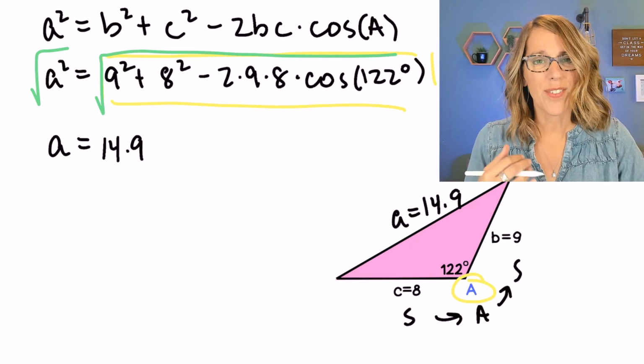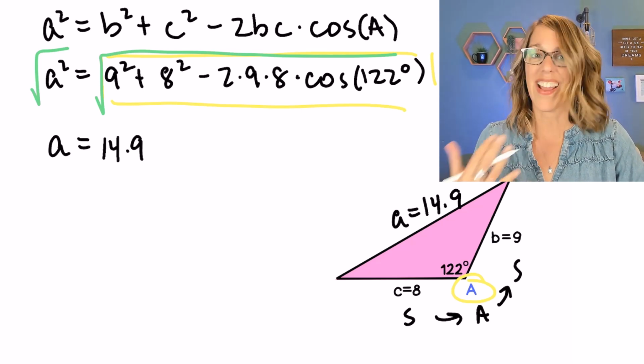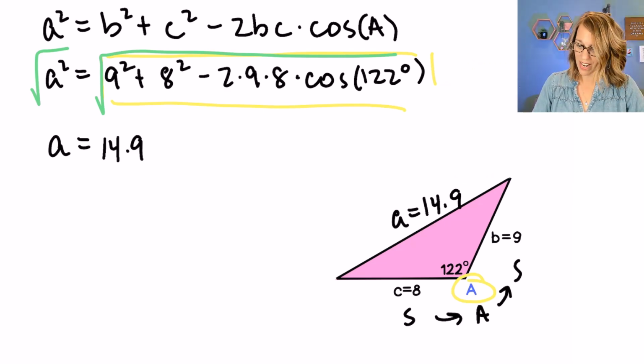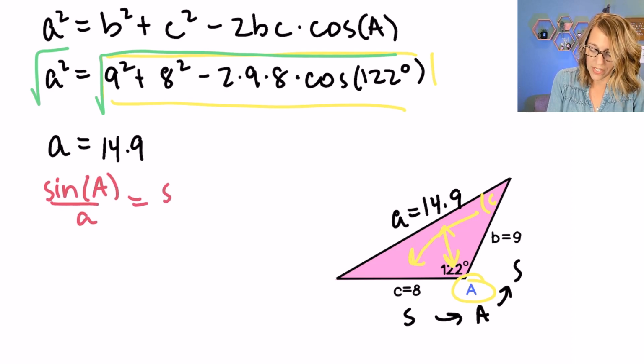Now from here, I could use another law of cosines to find either angle B or angle C, but I think the law of sines is easier. So I'm going to use the law of sines, and to use the law of sines, I need two known values, an angle and a side opposite. Now I've got A, and then I can use any of the other two. Let's go ahead and use angle C and side C. So I'm going to put together the law of sines with a sine of A over A is equal to the sine of C over C.